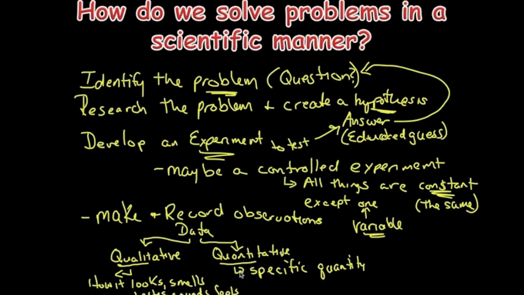Quantitative data generally will use tools to give you specific numbers, what the mass of something is, if it weighs 45 kilograms, or if it's moving at 30 meters per second, or there's 500 milliliters of liquid in a container. Okay.